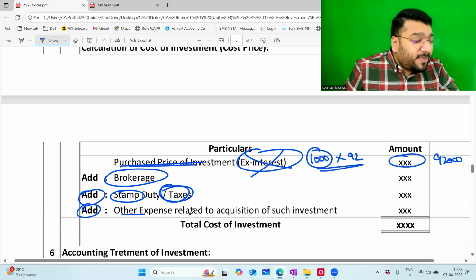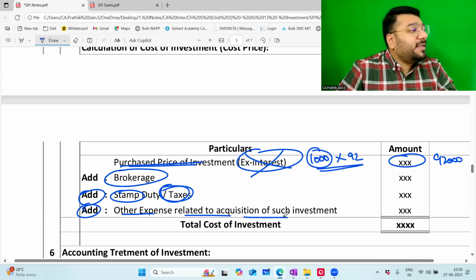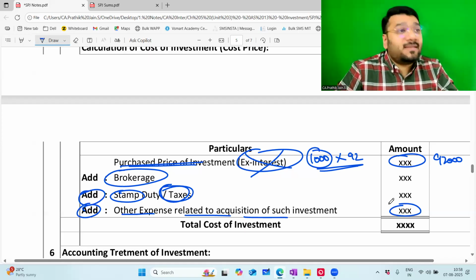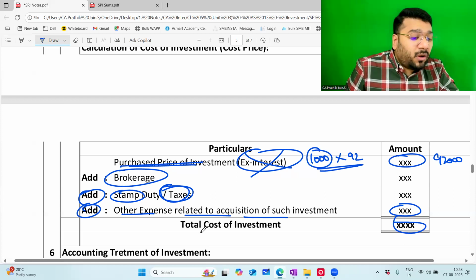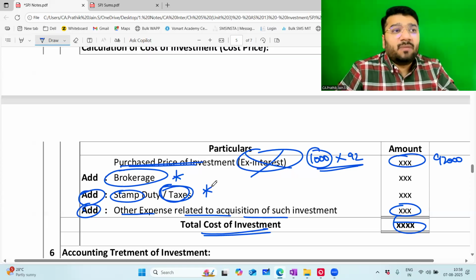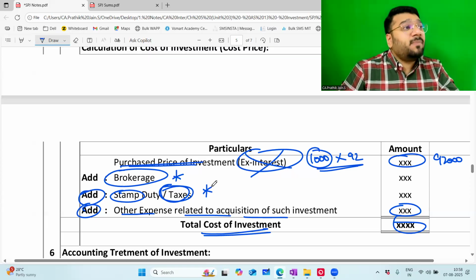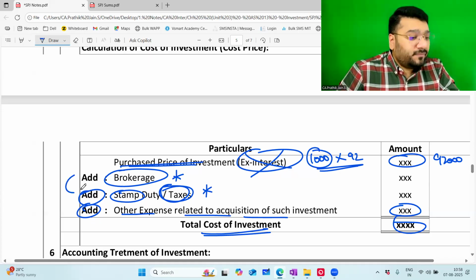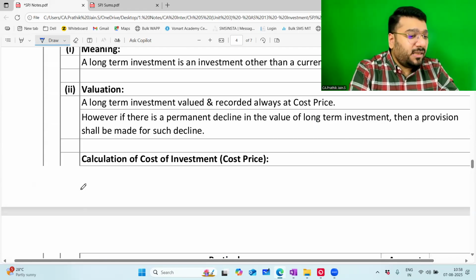Then, if there are any other expenses related to acquisition, for example, I gave you the example of buying land, you have to get the documents verified or vetted by a lawyer. So the legal fee that you pay to the lawyer who's verifying the documents will be a part of the cost of investment. You will capitalize it. All of these put together is called the total cost of investment. I am putting one star mark against brokerage and one star mark against stamp duty and tax, because calculation-wise, you'll have some complication in these two items. And I'll be covering that topic today. Till this, we had a discussion in the last class. Tell me, okay, not okay.